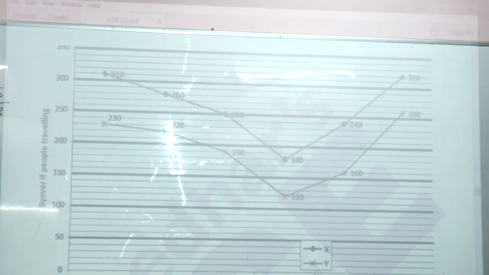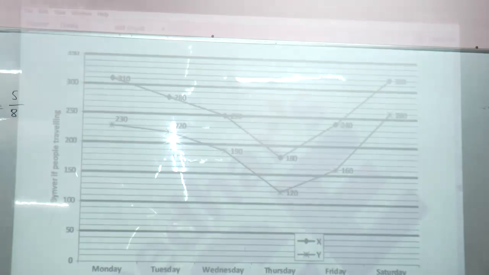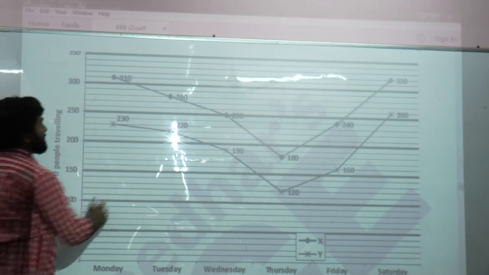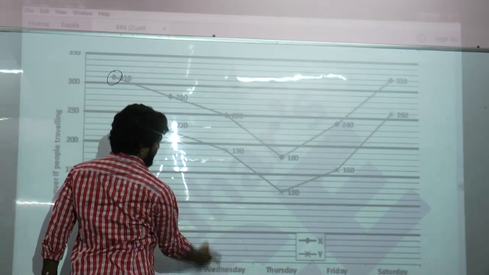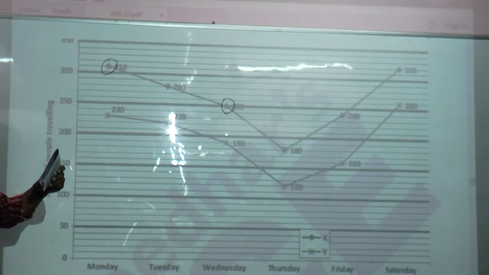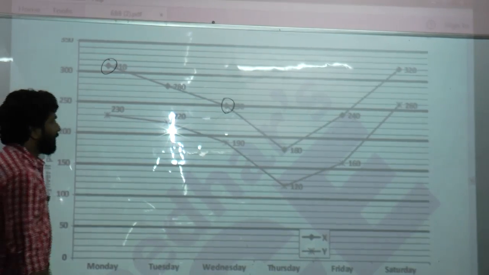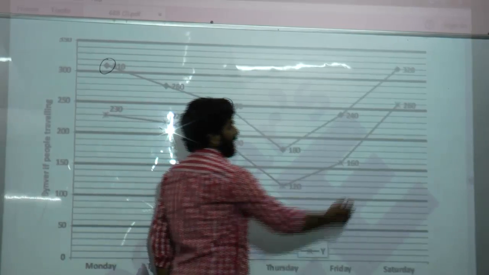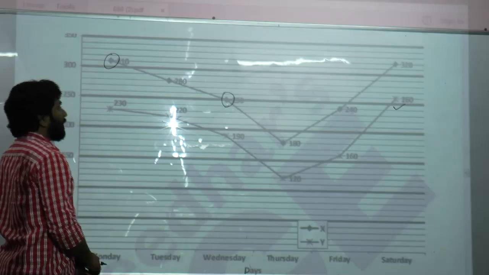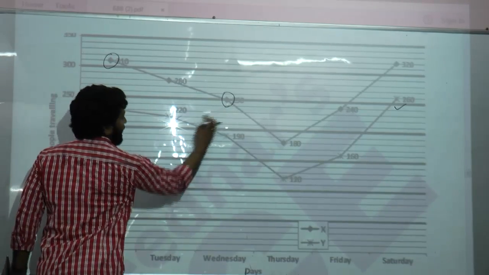53. What is the difference between total number of people who travelled by train X on Monday, Wednesday together and total number of people who travelled by train Y on Tuesday and Saturday? Train X, Monday, Wednesday. And train Y, Tuesday and Saturday. Okay? Now, difference between these two numbers?